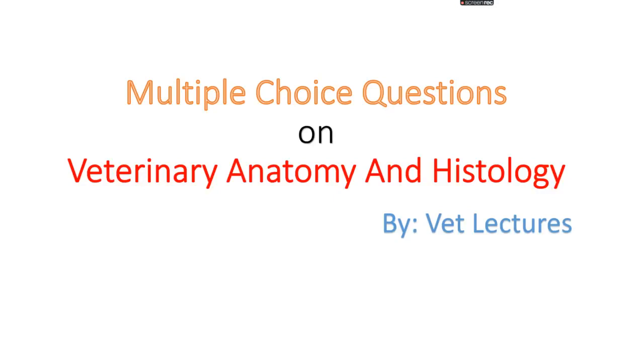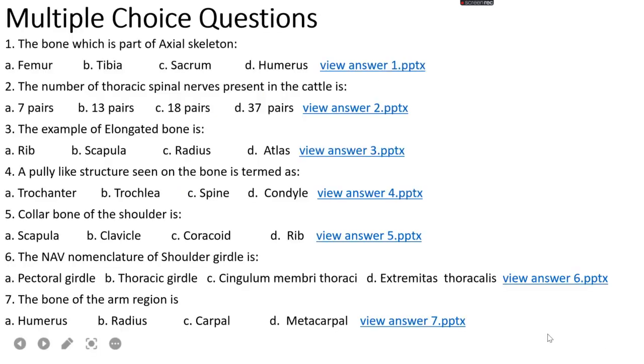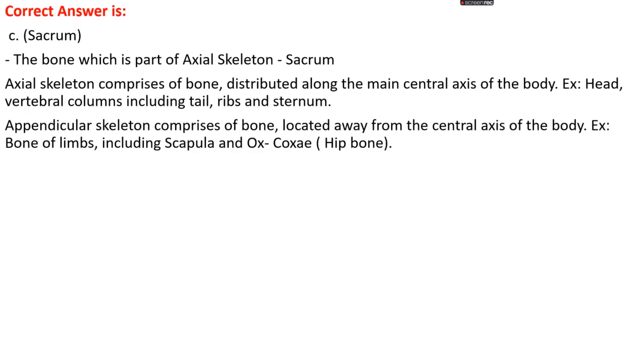Today we will discuss multiple choice questions on veterinary anatomy and histology. Okay, question number one. The bone which is part of the axial skeleton is: option A femur, option B tibia, option C sacrum, option D humerus. The right answer is option C, that is sacrum. The bone which is part of the axial skeleton among all the options is the sacrum.